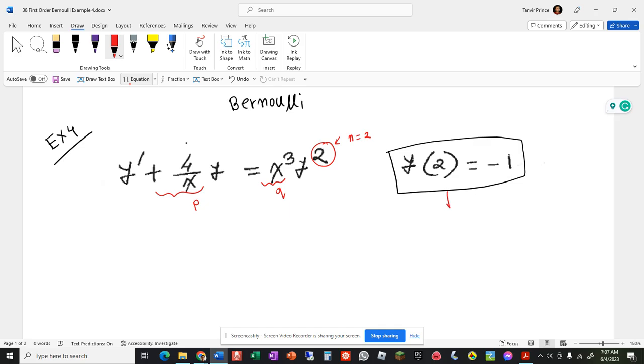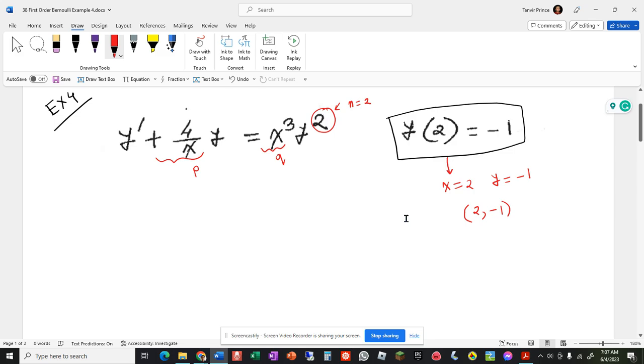Geometrically, the initial condition means when x is 2, y is negative 1. Or the graph must go through the point (2, negative 1). Okay, so let's proceed. You start with the substitution v equal to y to the power 1 minus n. Here n is 2.